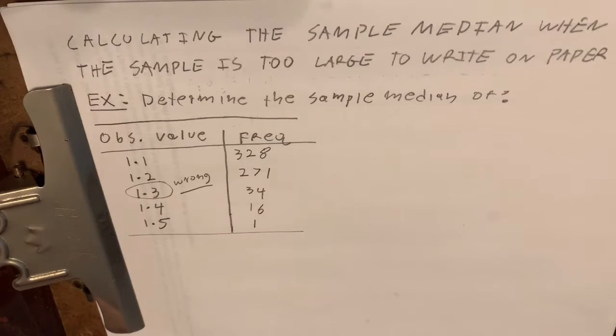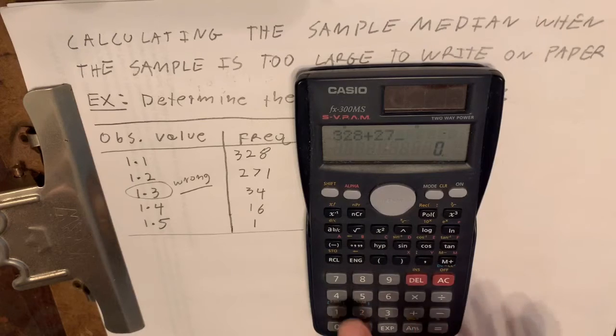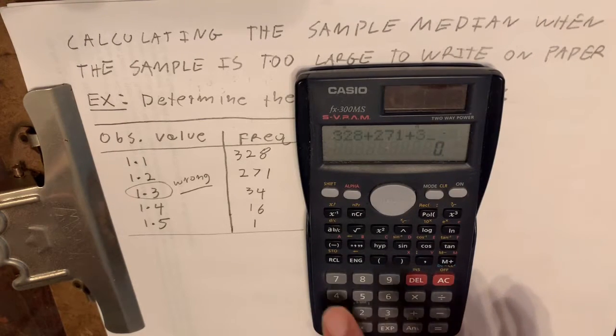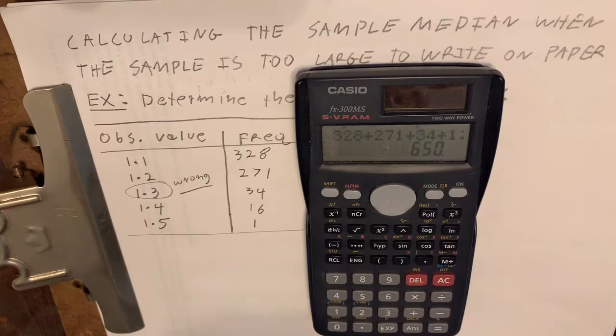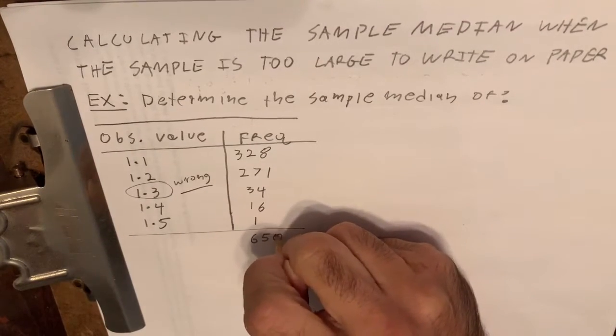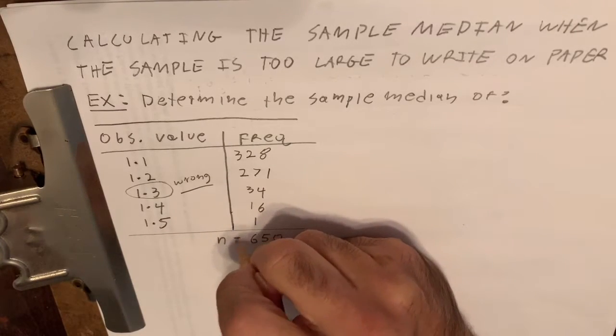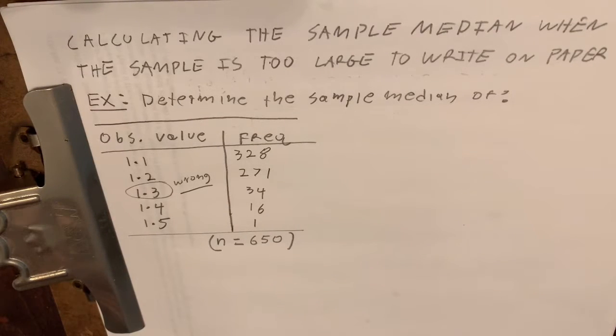So the first step is to simply add up the total number of numbers and see how many values we actually have. So we're going to take 328 plus 271 plus 34 plus 16 plus 1. And we have 650 values. And in statistical parlance, we write this by saying n equals 650. N is always the sample size in statistics. It's just a reserved letter, and that's what we use.